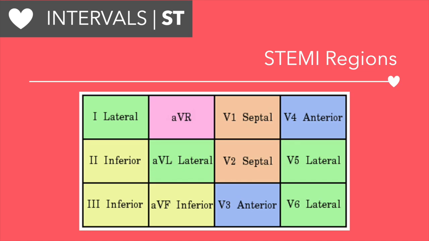Here's just another way of looking at the same thing for repetition. Inferior leads are 2, 3, AVF. Lateral leads include V5, V6, 1, and AVL. Septal leads V1, V2. Anterior leads V3, V4.